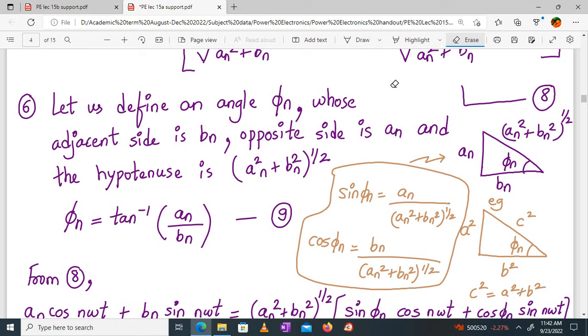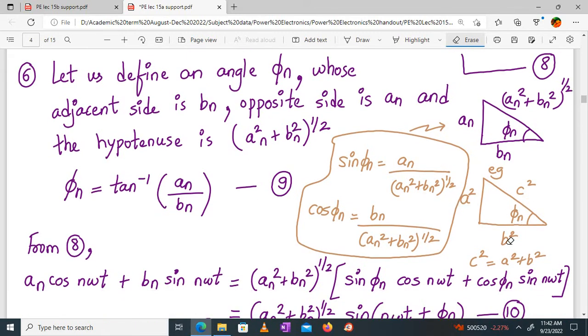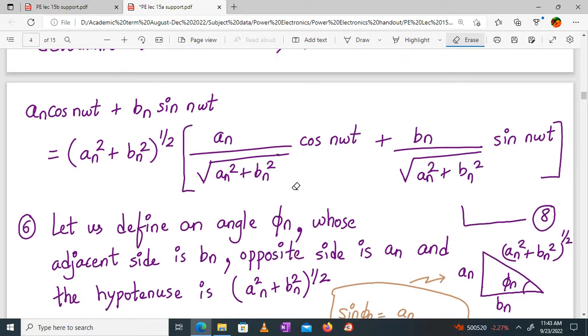And we know the definitions of the angles. If this is a square, b square, c square, what is c square? A square plus b square, right? And what is sine phi n? If this is phi n, then what is sine phi n? An upon hypotenuse. Cos phi n is bn upon hypotenuse. You must have learned this when you study trigonometry. Sin theta, cos theta, tan theta. Right? These are the definitions. So sin phi n is an upon an square plus bn square raised to half, from this triangle. And cos phi n is bn upon an square plus bn square raised to half. Okay, so those are the terms which we have utilized over here.